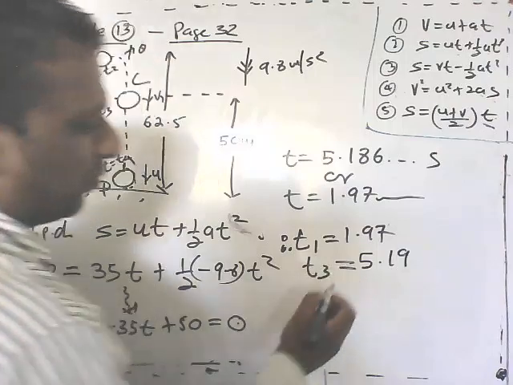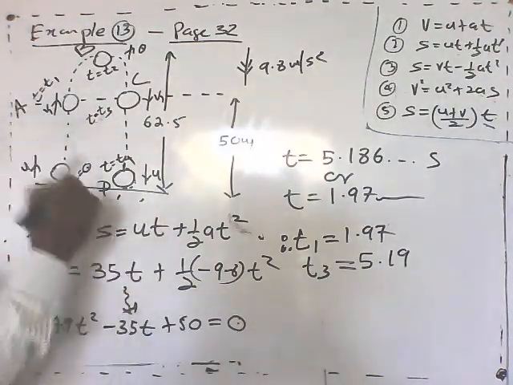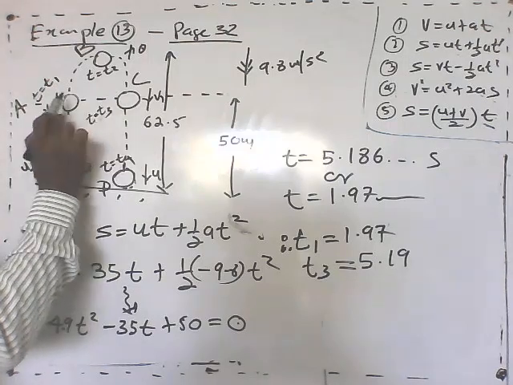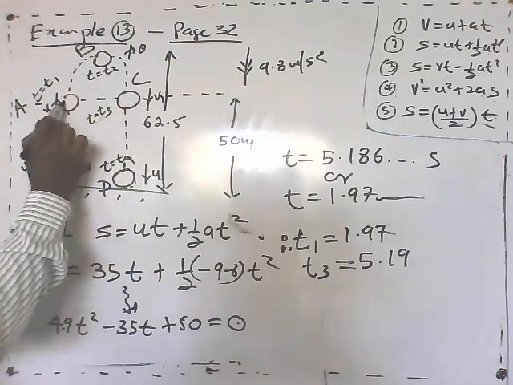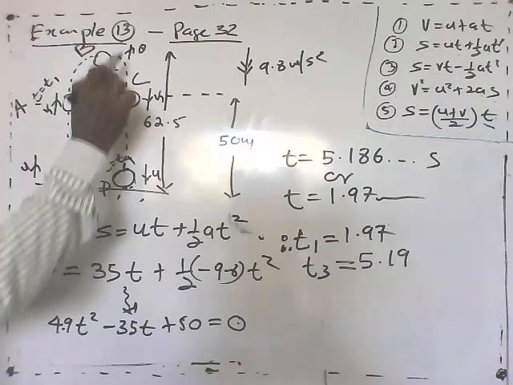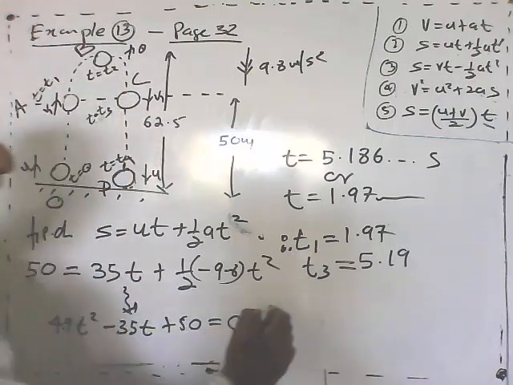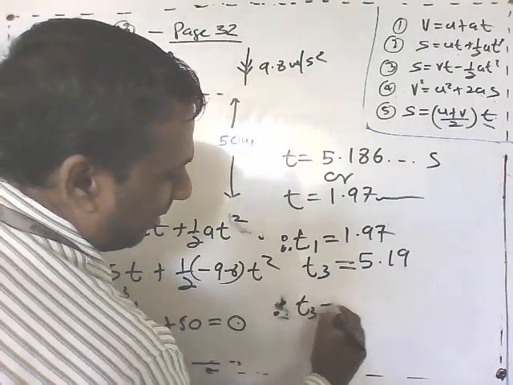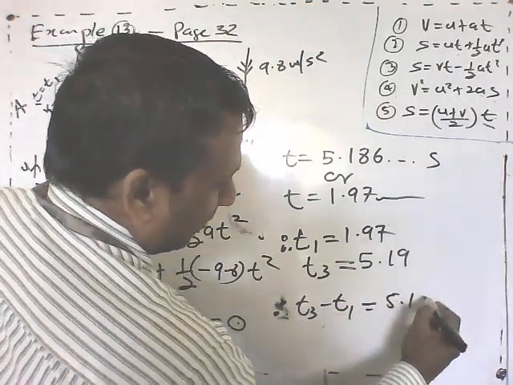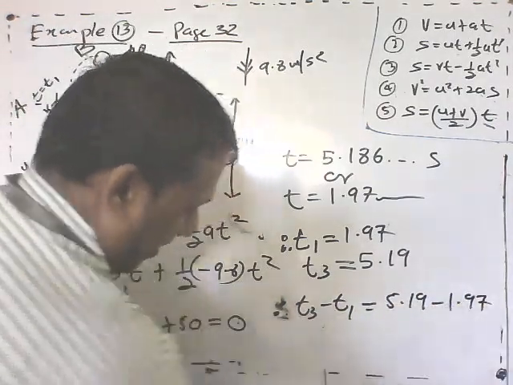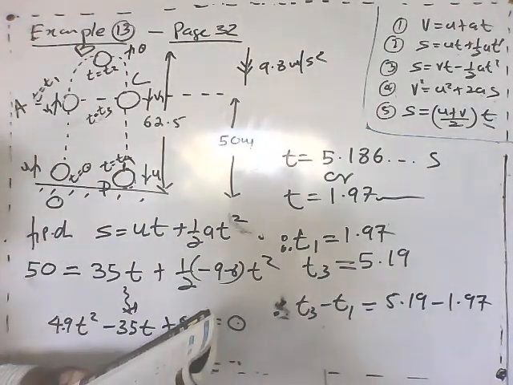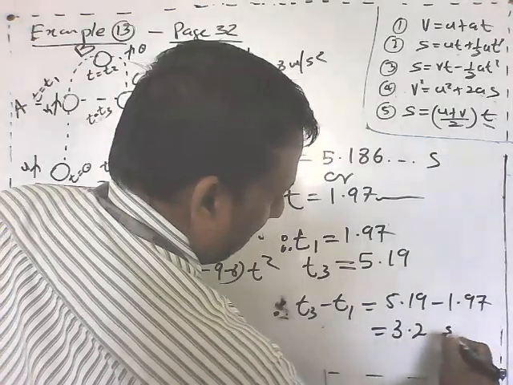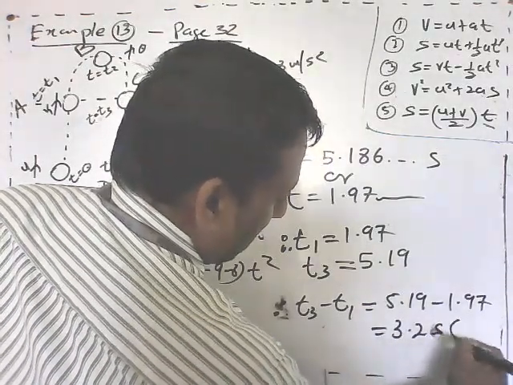So now we took the decision that the roots give the values of the time when they were at 50. Our goal is to find how long they were up, so take the maximum difference. Therefore T3 minus T1 is equal to 5.19 minus 1.97, and the answer will come as 3.2 seconds, to 2 significant figures.